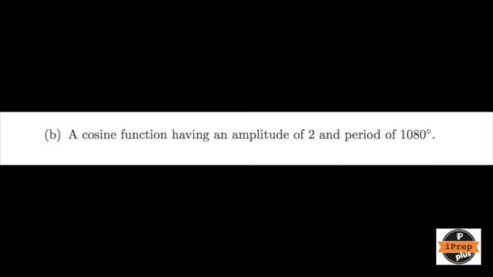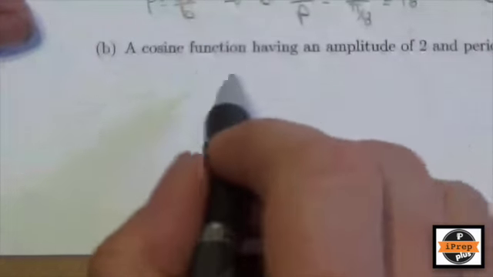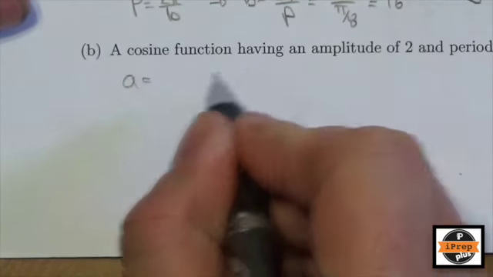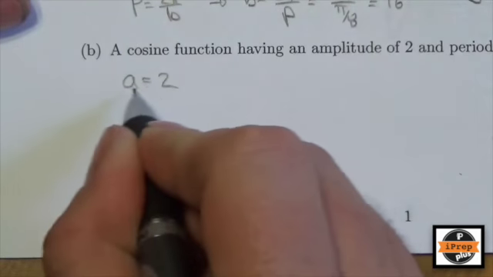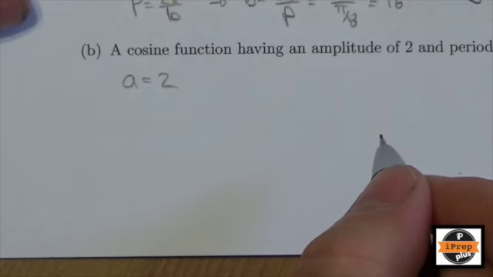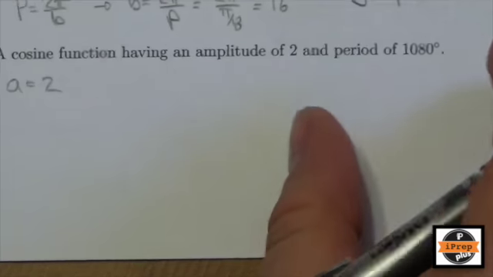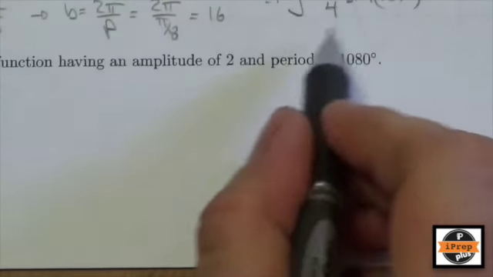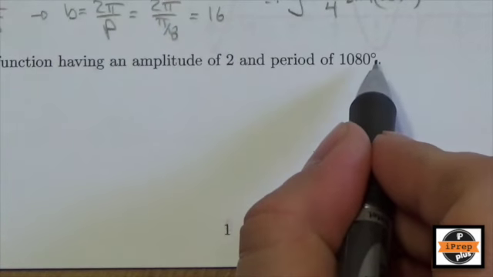A cosine function having an amplitude of 2 and a period of 1080 degrees. Okay, so in a similar sort of question, this time with cosine. Once again, when I give you the amplitude, I am giving you what the vertical stretch is. So I'm telling you, when the amplitude is 2, that a value, the coefficient of the cosine function, is going to be 2. The more difficult piece, again, is going to be that period. I should say that we're in degrees, very specifically in degrees.